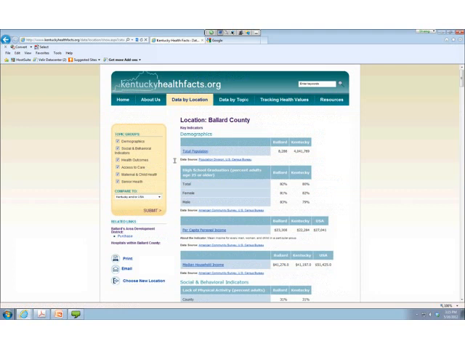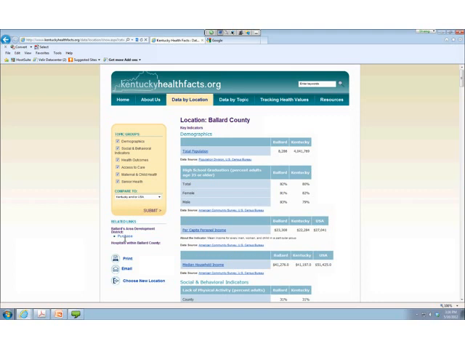And down here where it says related links, it will tell you that Ballard County is part of the Purchase Area Development District. So there's some data where we can't get it down to the county level depending on the source, but you can click where it says Purchase and then you'd be able to find information to add to this further for the full area development district.